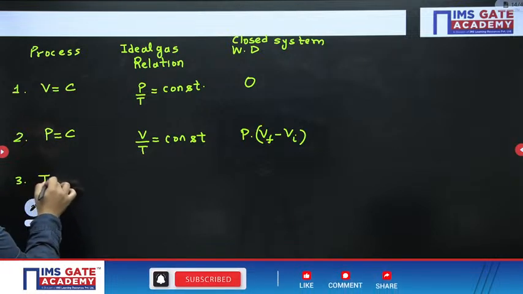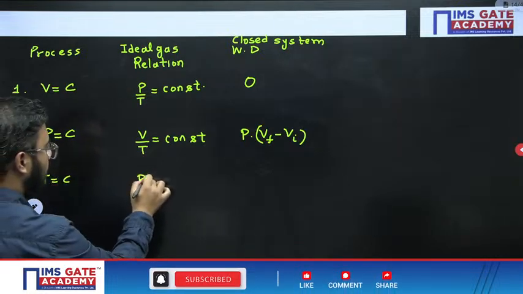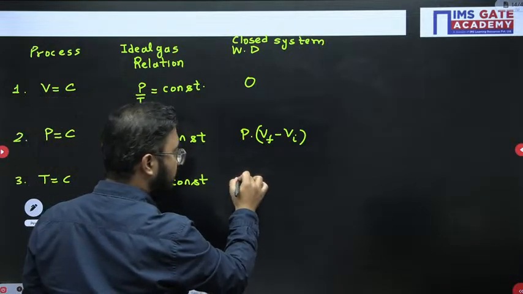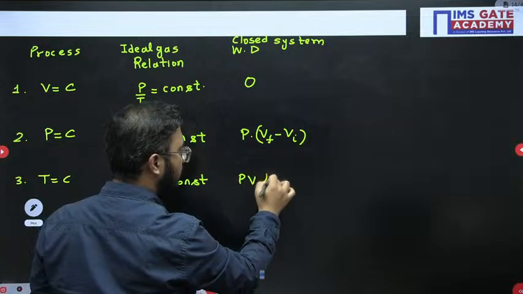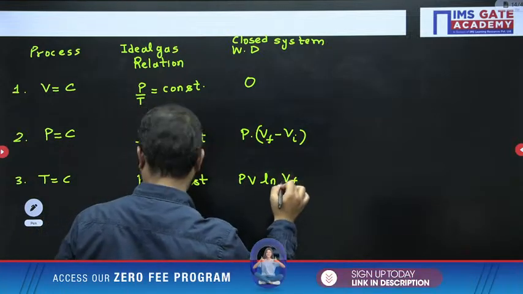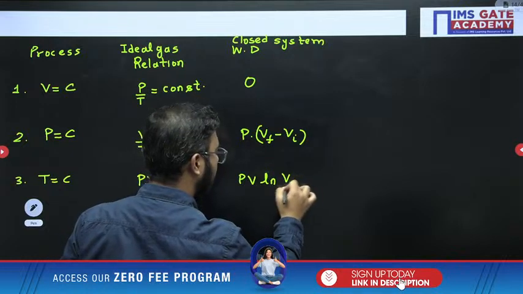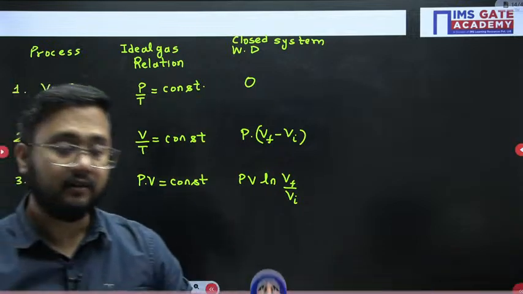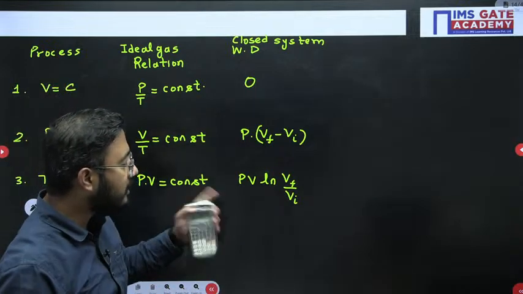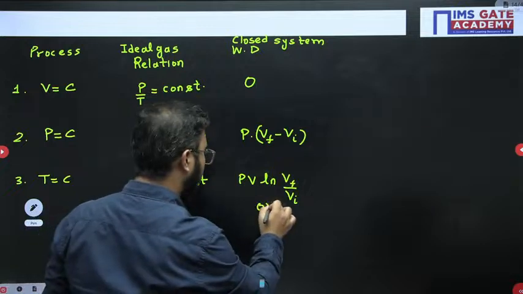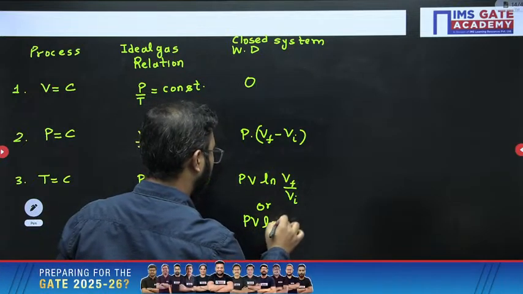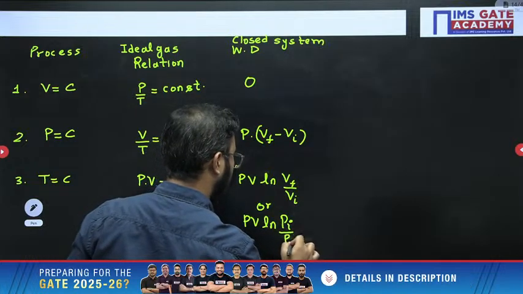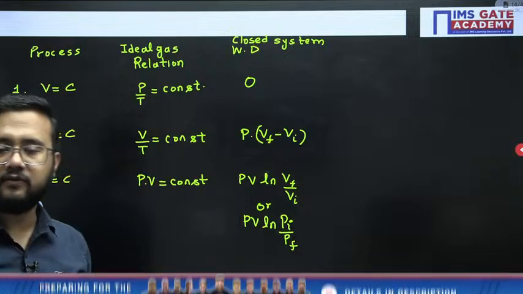Third, the constant temperature process. What will you write? The product of pressure into volume is constant. Work done: what is the work done? Pressure into volume into ln of V final divided by V initial, right? Instead of writing V final by V initial, you can also write P initial by P final. This one also you can write.